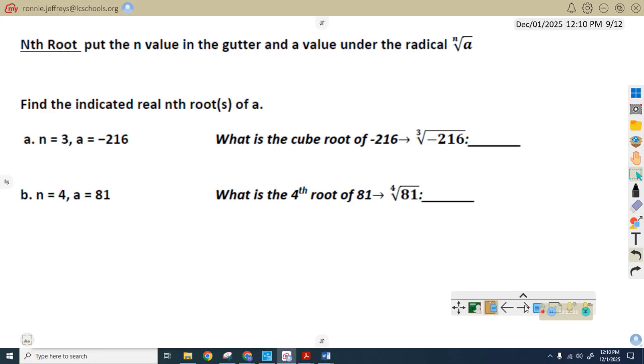All right. So the nth root. Wow. It's almost like our notes are like I've been talking about. It says, put the n value in the gutter and the value underneath the radical.